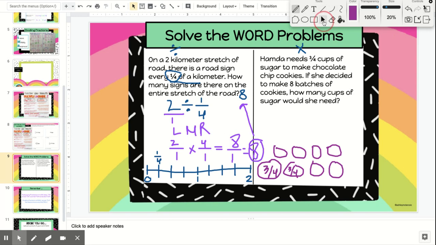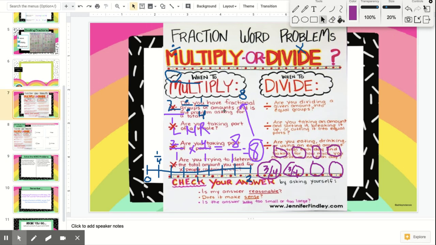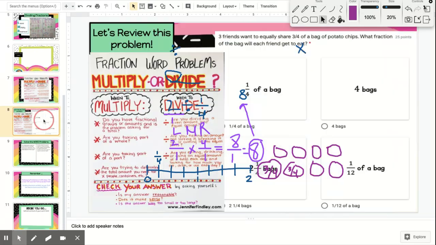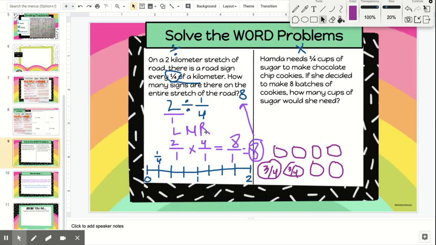Okay, if we go back to our little checklist, you can read through the questions. And it says, do you have fractional groups of amounts? And is the problem asking for a total? So this word problem actually fits this very first question. I know it's hard to see now because of all of my writing, but I don't want to erase it. But remember, you have access to this anchor chart. So let me go back. Okay. All right, so let me set up my problem.